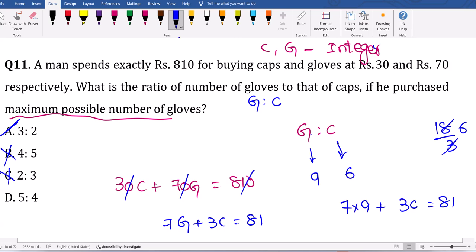It failed actually. When I take gloves 10, 7 into 10, 70. 11 is not divisible by 3. Then 5 and 4 also failed. We are doing trial and error. Make sure C and G must be integers. Good question actually. C and G must be integers here.